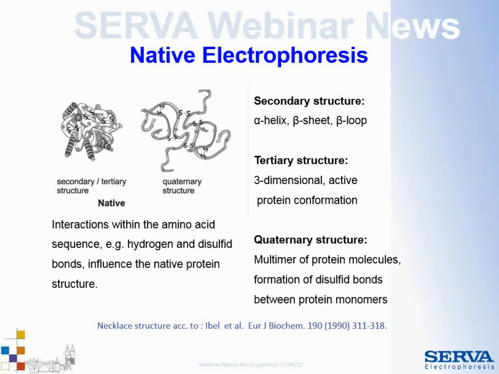Then tertiary structure is developed. It's the three-dimensional active protein conformation. And also for different proteins, a so-called quaternary structure is developed. It's a multimer of protein molecules which are formed by disulfide bonds between the protein monomers.